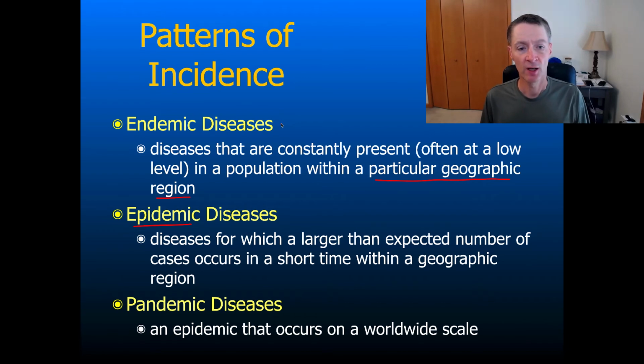Epidemic diseases, these are diseases for which a larger number than expected occur in a short time frame in a particular place. So like I say, if you had the same number in a month's time of malaria cases in New York State as you do in Nigeria, they would say that's an epidemic for sure.